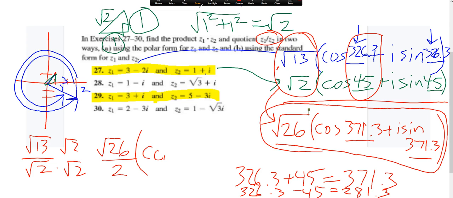And then cosine 281.3 plus, I don't know, 326.3. 326.3 minus 45. 281.3. Do not doubt her. She is right.